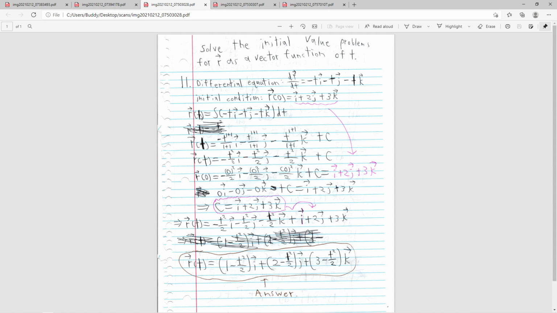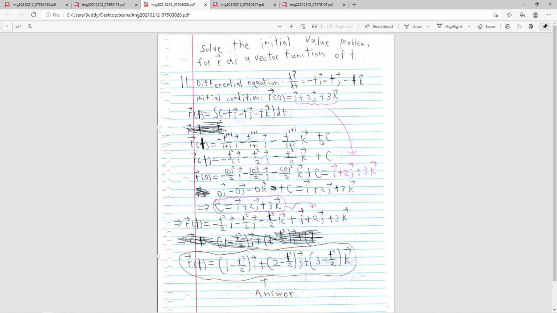But regardless, r of t is equal to the integral of the given negative ti minus tj minus tk. Yeah, it's very basic. It would be exactly the same for i, j, and k basically. You get negative t squared divided by 2 for all the components. And you add c, since it's an indefinite integral, you see.